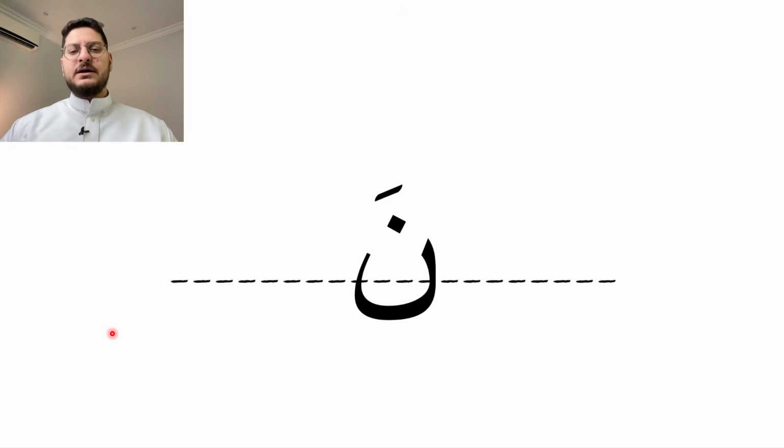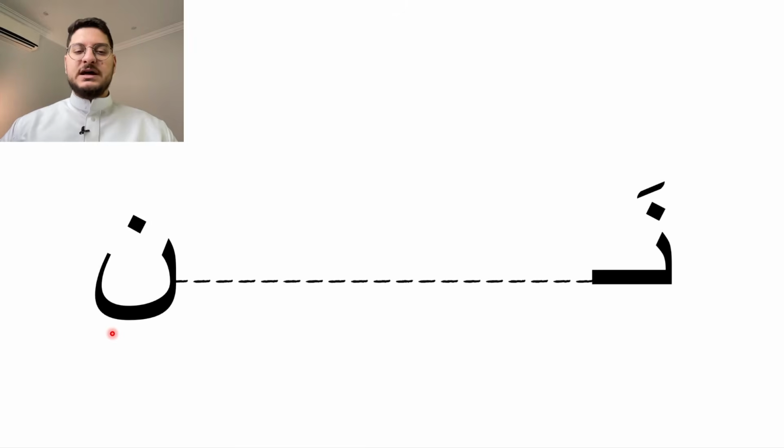Let's see how they look inside the word. Let's start with the na. So even though the na looks different compared to the both letters, inside the word it actually looks very similar. We will still have this shape, which is the same shape we have seen with the ba and the ta and the tha. The only difference would be that the dot would be on top this time.